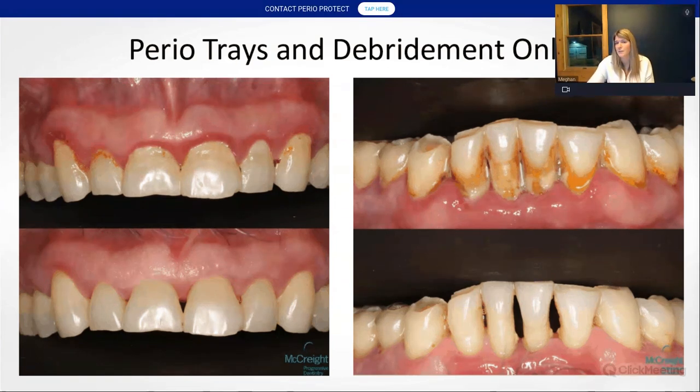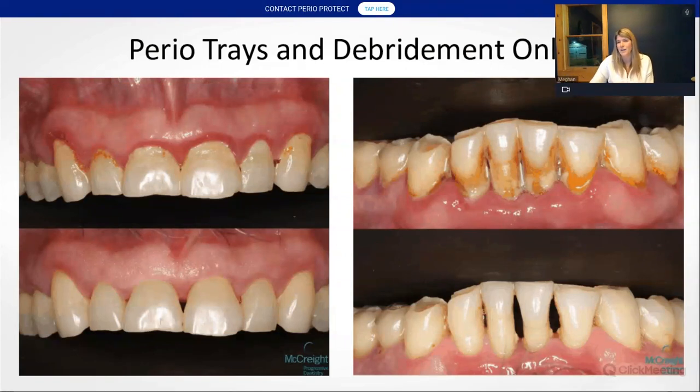This was trays into debridement. This particular patient actually refused scaling and root planing, which can happen for a number of reasons, as you all know. But I think that a lot of patients in my own clinical practice refused multiple rounds of scaling and root planing because they were tired of scaling and root planing. And again, we're not using these trays to replace scaling and root planings or perio maintenances or prophies. We're using these trays to make those services better.